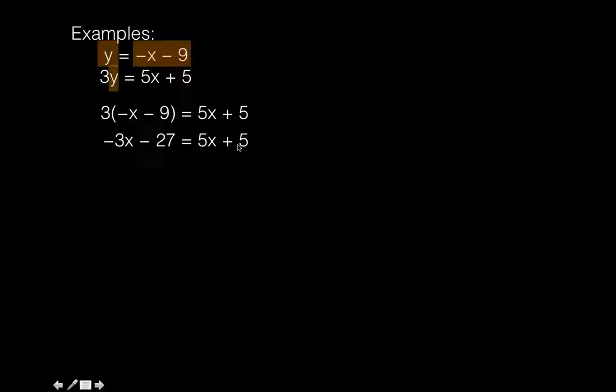Then you turn your y into negative x minus 9. You then distribute your 3, making negative 3x minus 27. Again, the smaller x is obviously the negative x, so we're going to add 3 to both sides, making this 8, which means we must move our 5 over here, making it negative 32. Then we divide by 8, getting the answer of negative 4.